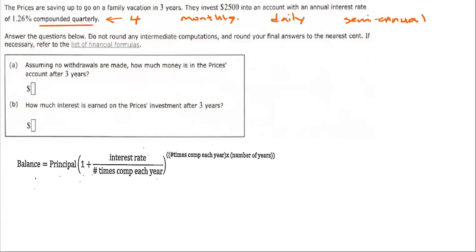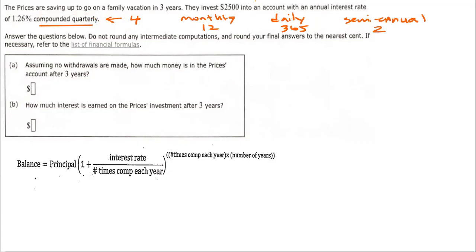What about monthly? How many times is that per year? Okay, great. 12. Okay, what about daily? Good. 365. And then how about semi-annual? Good, right? So that'll be 2 times a year. So you need to be careful when you read these problems because it's going to tell us exactly how many times it's going to be compounded. So just be aware of that.